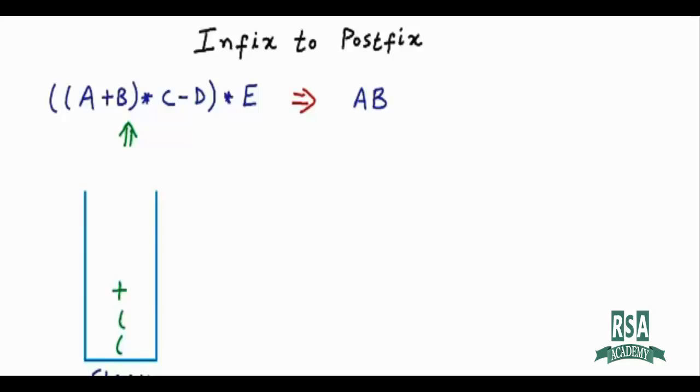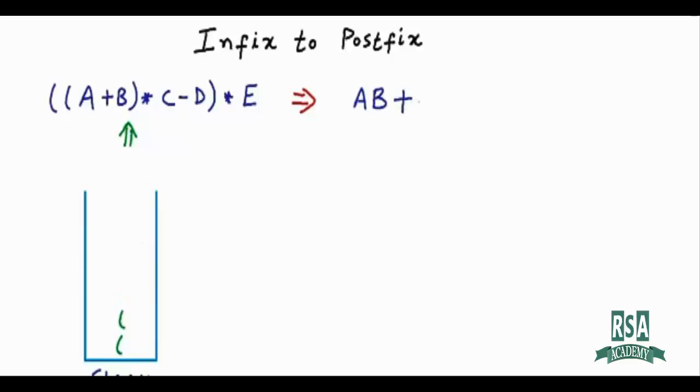We were popping all the operators out and placing them. So this time also we need to pop all the operators out, but only those operators that are part of this parenthesis that we are closing. So we need to pop all the operators until we get an opening parenthesis. I'm popping this plus and appending it.